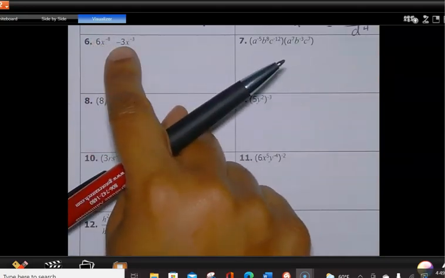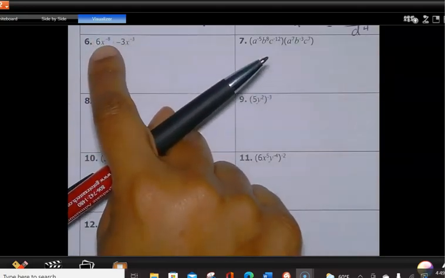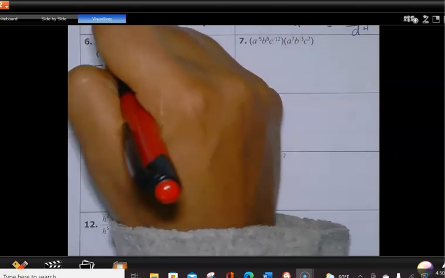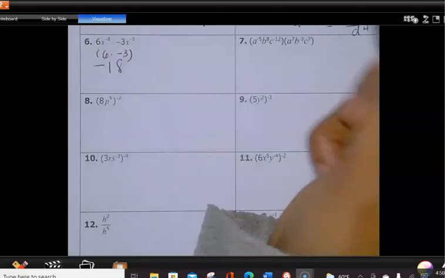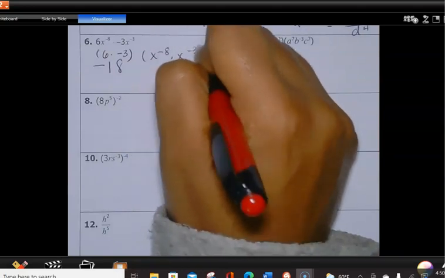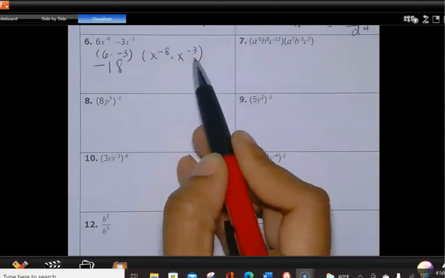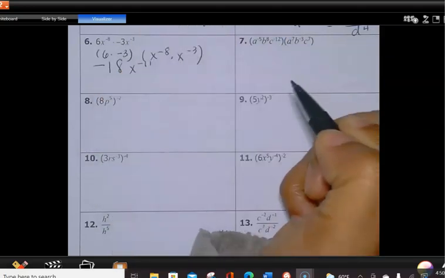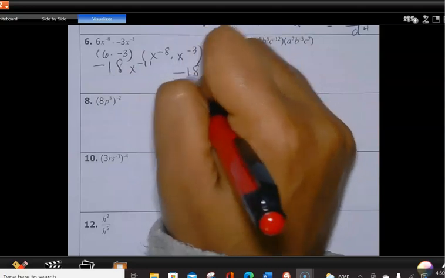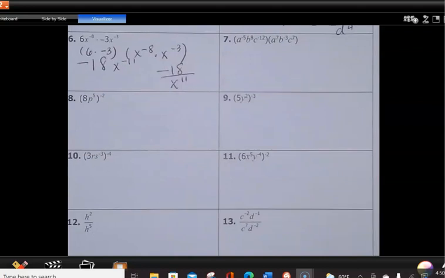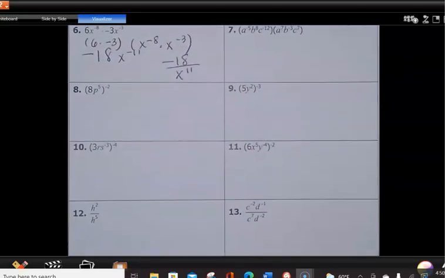This is negative 18, and this is a x to the negative 8. So let me just group it, and then I'll just let you get the answer. So negative 18 came from 6 times negative 3. But for the x to the negative 8, guys, times x to the negative 3, the product rule says to add those together, you get x to the negative 11. Watch your rule of integers. But the final answer is negative 18 over x to the 11.